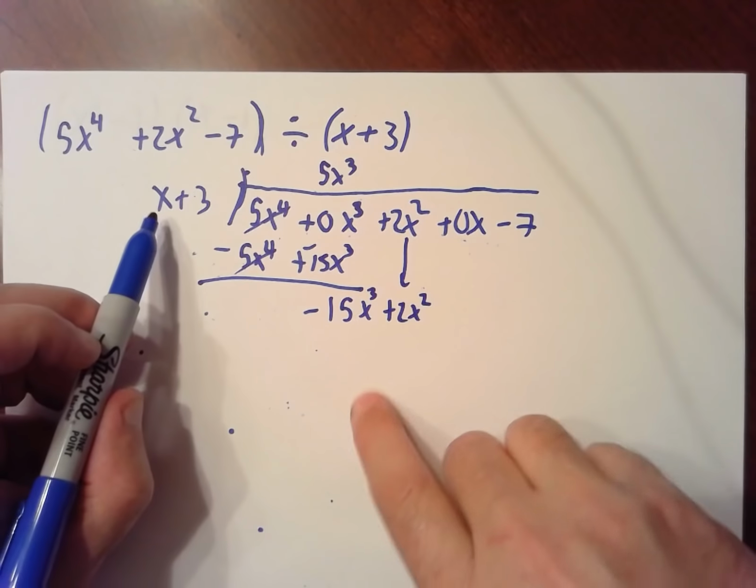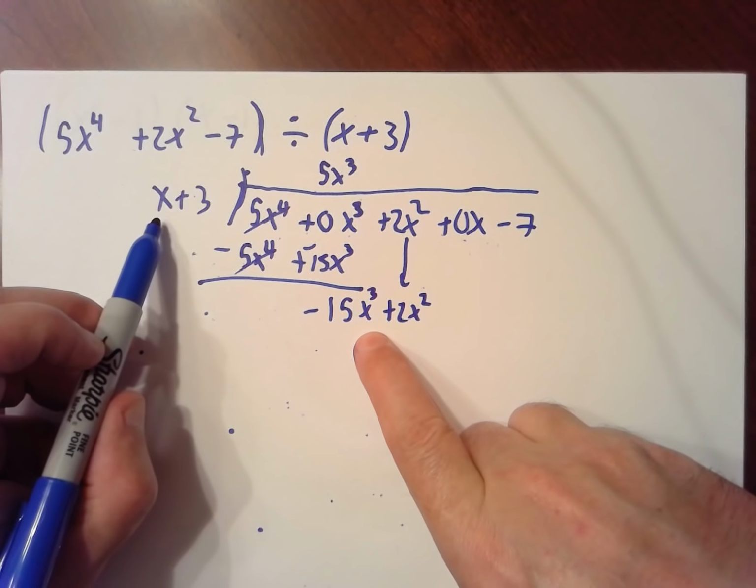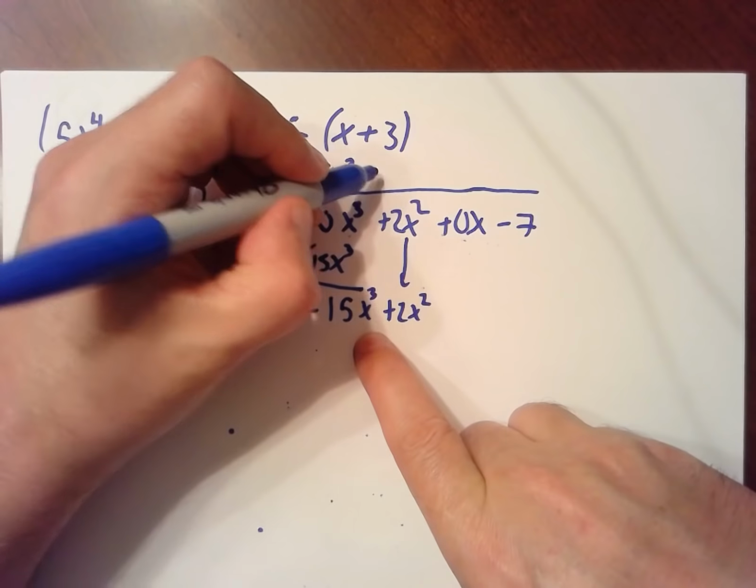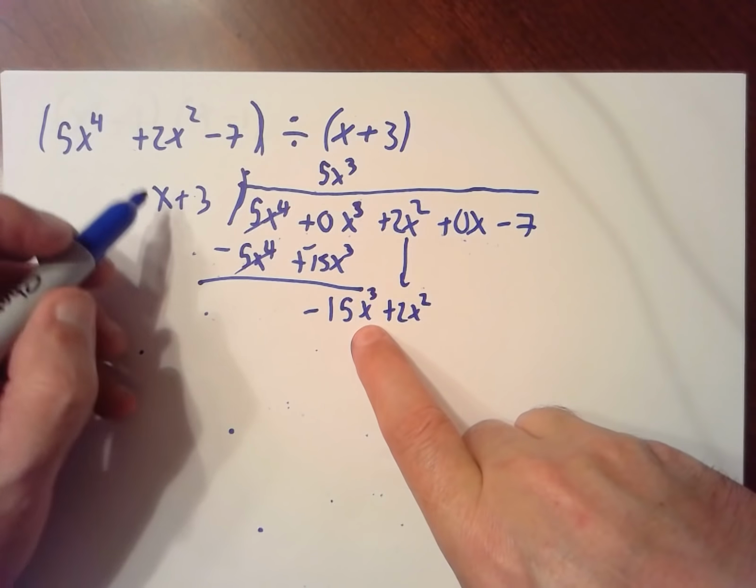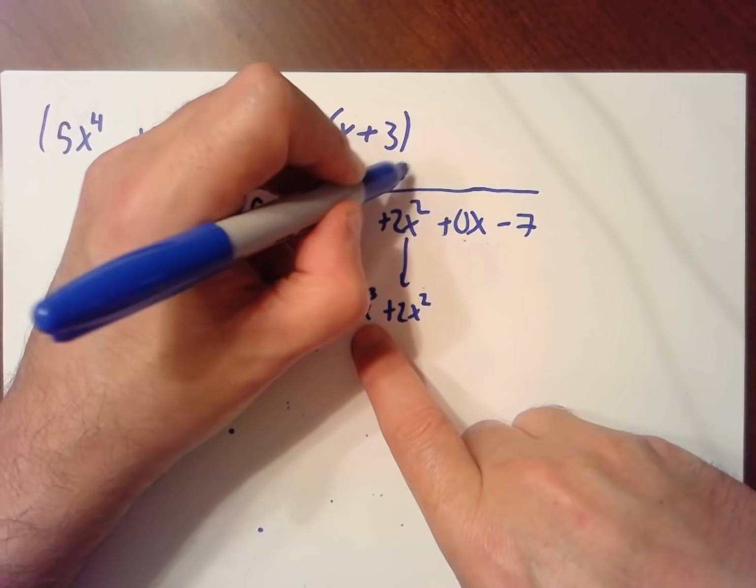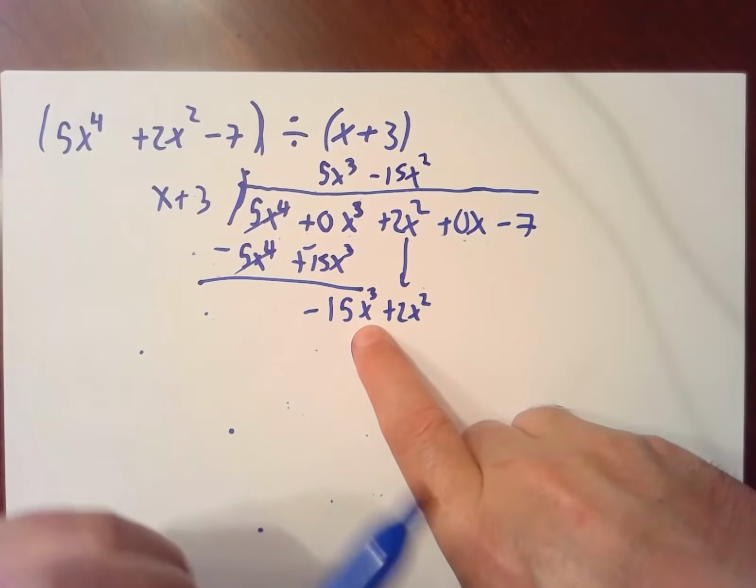Now we just look in front. X times what is negative 15x squared? That would be, x times what is negative 15x cubed? That would be negative 15x squared. Notice, hey, squared on top of squared. That will always happen.